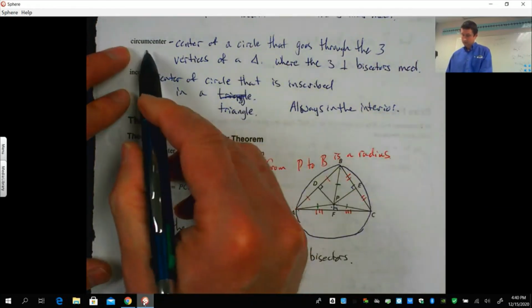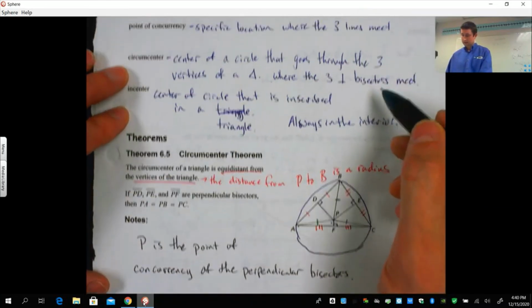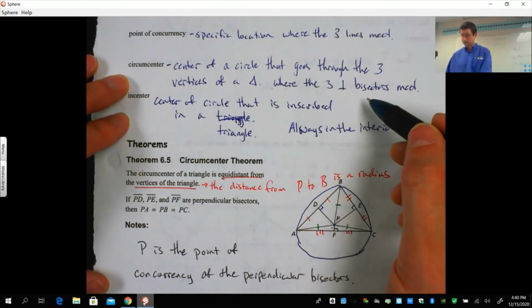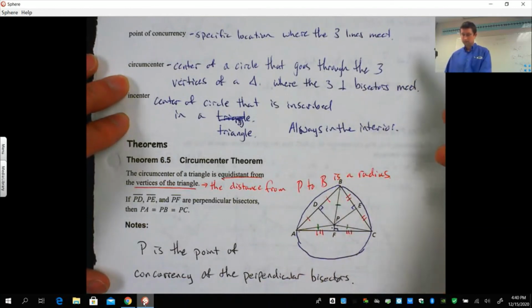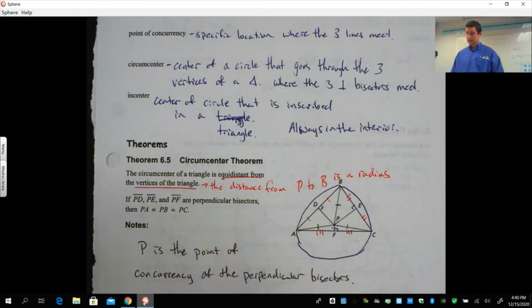Okay. The circumcenter there, remember, that can be on the interior if it's an acute triangle, it's on the hypotenuse if it's a right triangle, and it's on the exterior if it's an obtuse triangle.